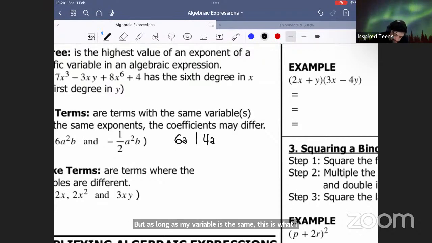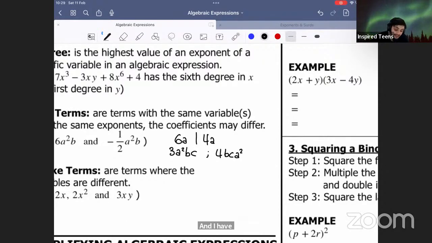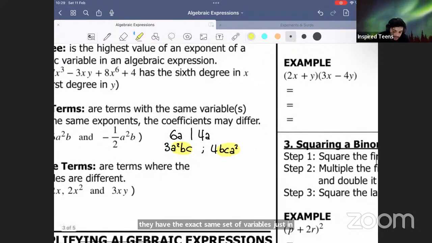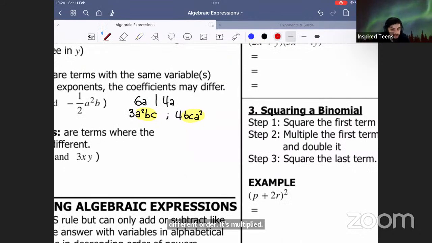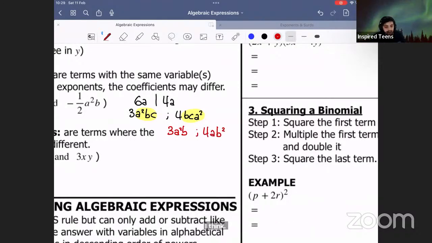Remember, the order doesn't matter. So if I have 3a squared bc and 4bca squared, these are like terms because they have the exact same set of variables, just in a different order. It's multiplied, and in multiplication, order doesn't matter. What are not like terms are 3a squared b and 4ab squared. You may think these are like terms, but remember the exponent is for each individual variable. Here the exponent is for a, here the exponent is for b. So those are technically different variables, creating two unlike terms.